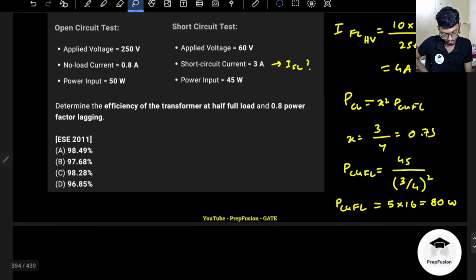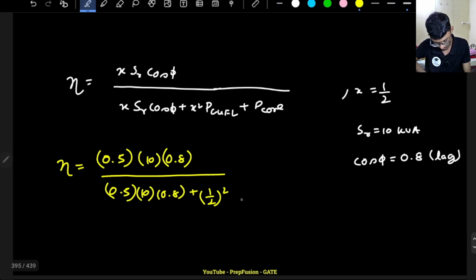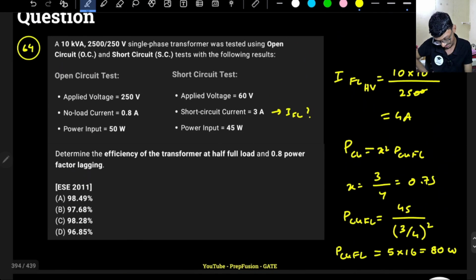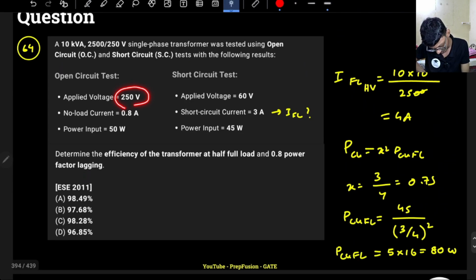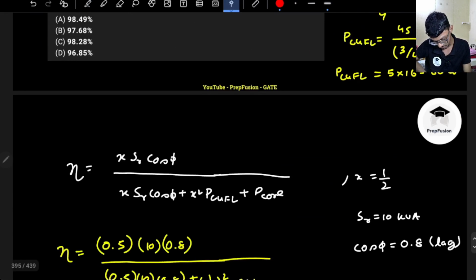Okay, but I actually don't need 80 watts. I have to multiply here 80, right? That's what I needed for. And what is my P core? So let's check if I am applying rated voltage or not. Yes, I am applying rated voltage. That is fine. So this will be the rated core loss only. So this will be 50.